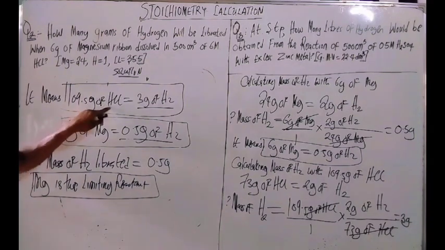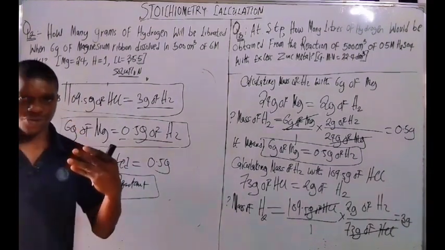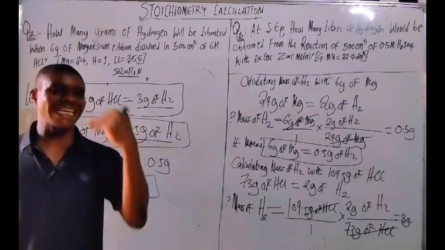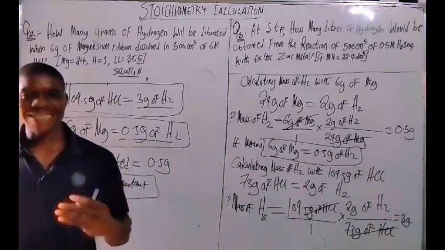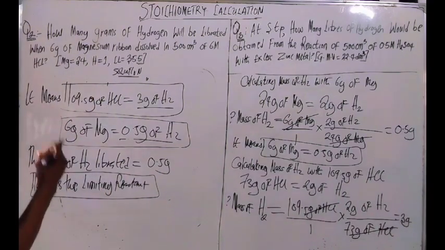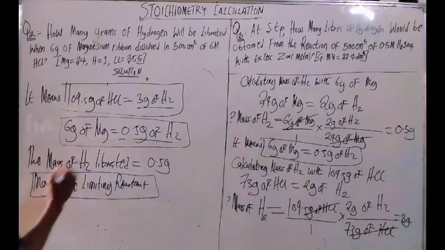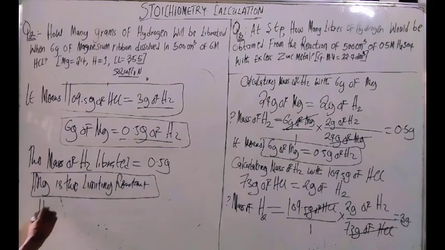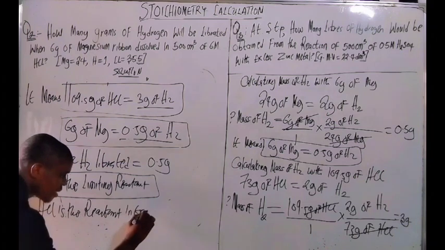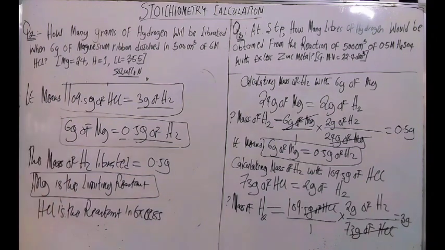Of course, HCl produces the highest amount of the product. Do you understand? Any species that produces the highest amount of product in a chemical reaction is called the reactant in excess. Hope you understand. So HCl is the reactant in excess. Do you see that?